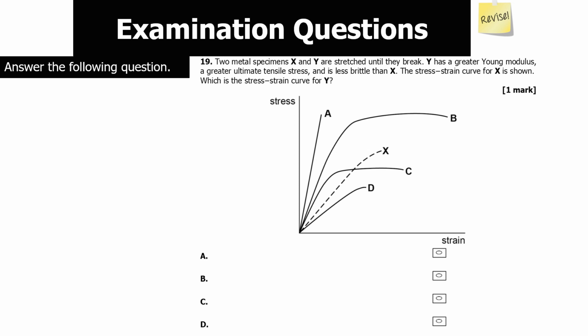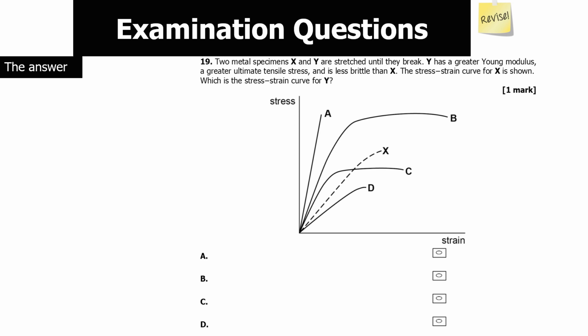The next question says, two metal specimens X and Y are stretched until they break. Y has a greater Young modulus, a greater ultimate tensile stress, and is less brittle than X. The stress strain curve for X is shown. Which is the stress strain curve for Y? So pause the video now, then unpause the video when you want to go through your answers.